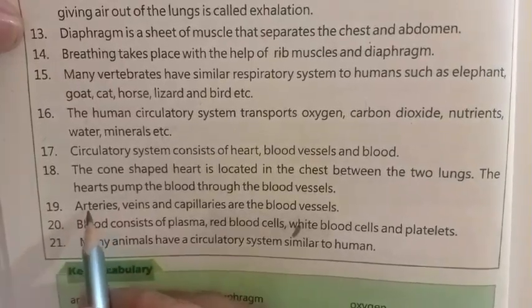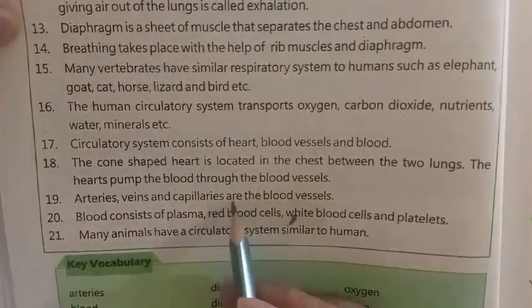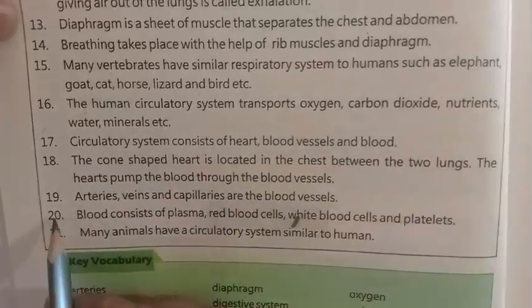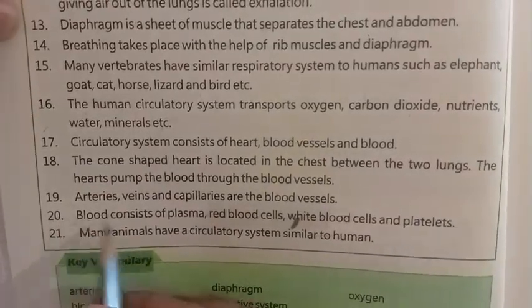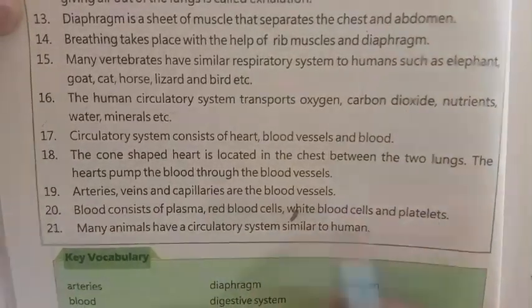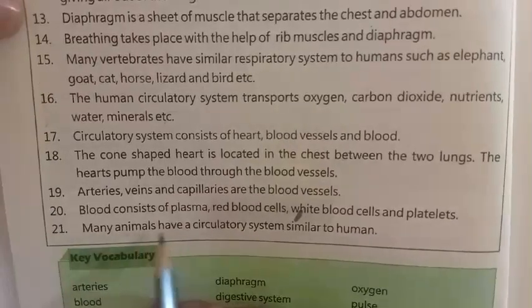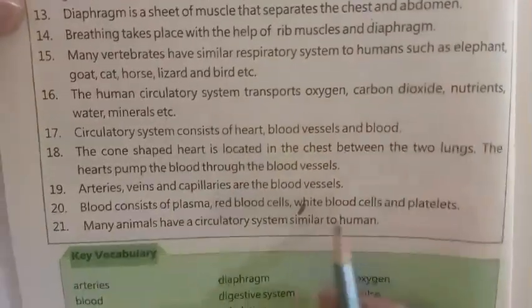Number 19. Arteries, veins, and capillaries are the blood vessels. Number 20. Blood consists of plasma, red blood cells, white blood cells, and platelets. Number 21. Many animals have a circulatory system similar to human.